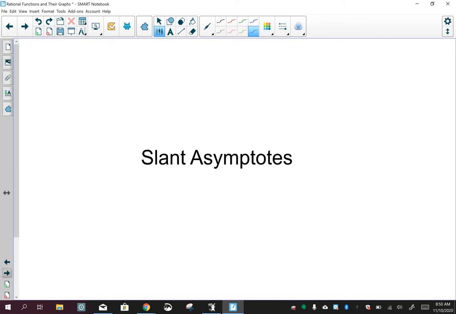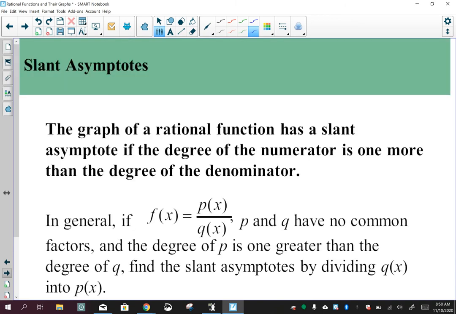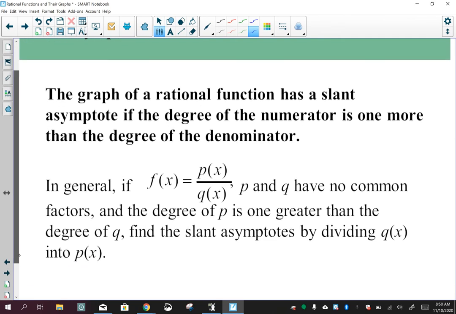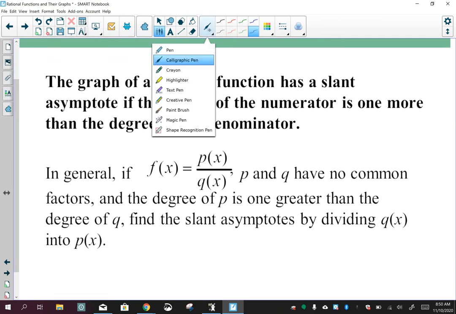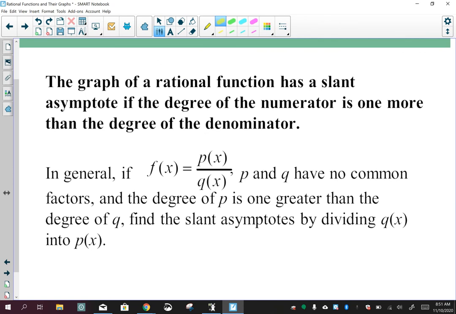Let's talk about slant asymptotes. This might be the only new thing that you will probably have seen. So, slant asymptotes. The graph of a rational function has a slant asymptote, and this is the key, if this doesn't happen, you don't have a slant asymptote and you don't have to worry about it. It has a slant asymptote if the degree of the numerator is 1 more than the degree of the denominator. So that's what has to happen.